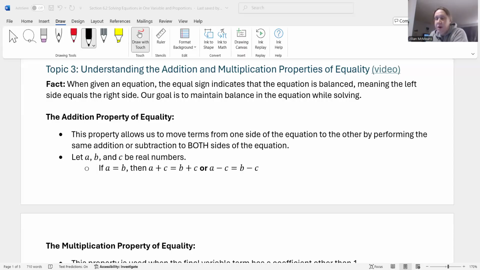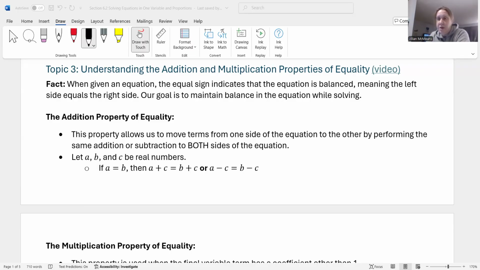For topic 3, we're going to look at understanding the addition and multiplication properties of equality. In an earlier video, we were talking about what an equation is. An equation is a mathematical statement that says two expressions are equal to each other. And what that equal sign does is it gives us the ability to solve the equation, which means we isolate the variable to determine its value.